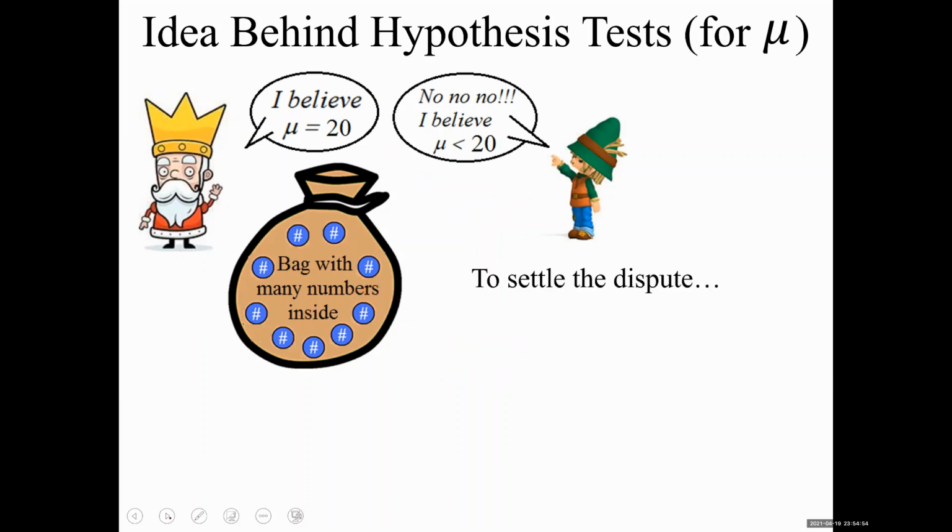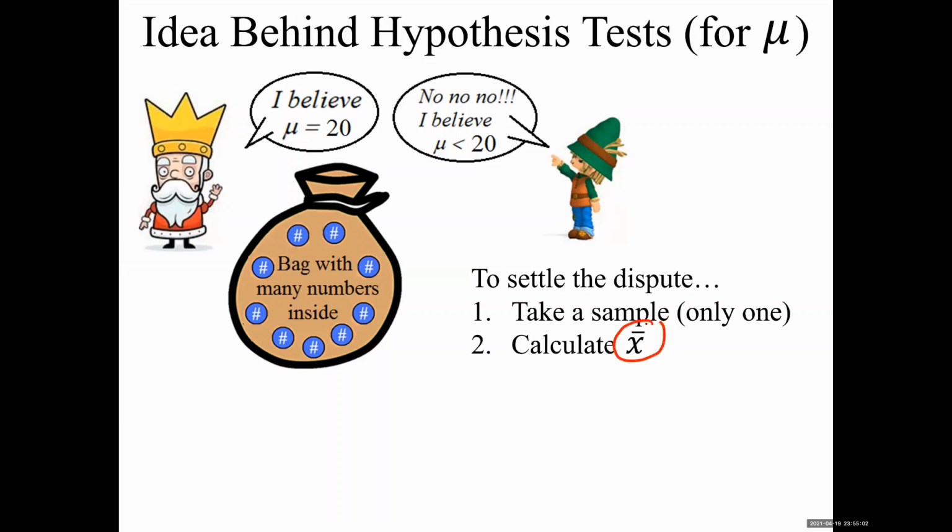So to settle the dispute, to decide who to believe, you're going to take a sample, only one. You're going to give the peasant one shot. We're going to take one sample, we're going to calculate XBar, and based off this answer, we'll decide, should we believe the king, or should we say, no, the king's wrong this time, we need to believe the peasant.